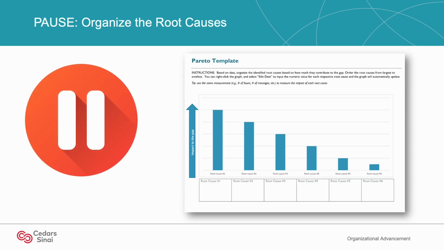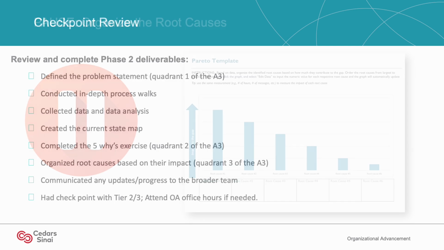At this point, pause the video and take the needed time to work with your team to organize the root causes based on how much they contribute to the gap. Utilize the electric Pareto template found in your workbook to help the team organize the identified root causes and input the numerical value of each root cause.